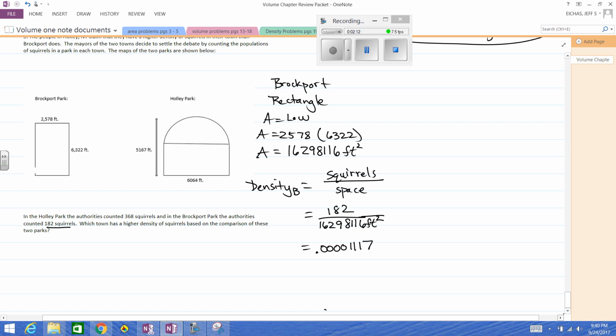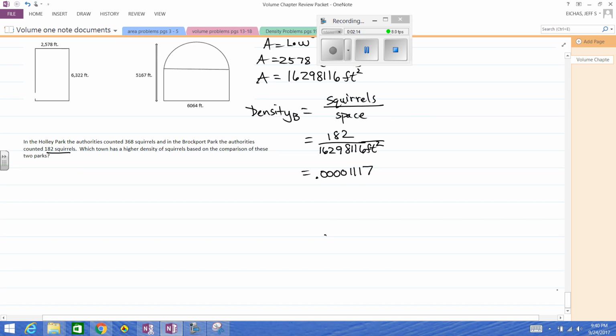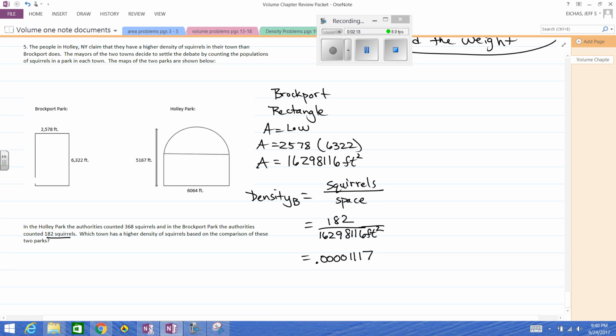Okay, so now we're going to compare that. That's the density of Brockport. We're going to compare it to Holly. Now this is where the problem gets a little more challenging. There's quite a bit of trickery here. This rectangle right here, we don't even know what the height is. We don't know what the radius of this is, but there is this, even though they don't say it, the diameter of this semicircle.